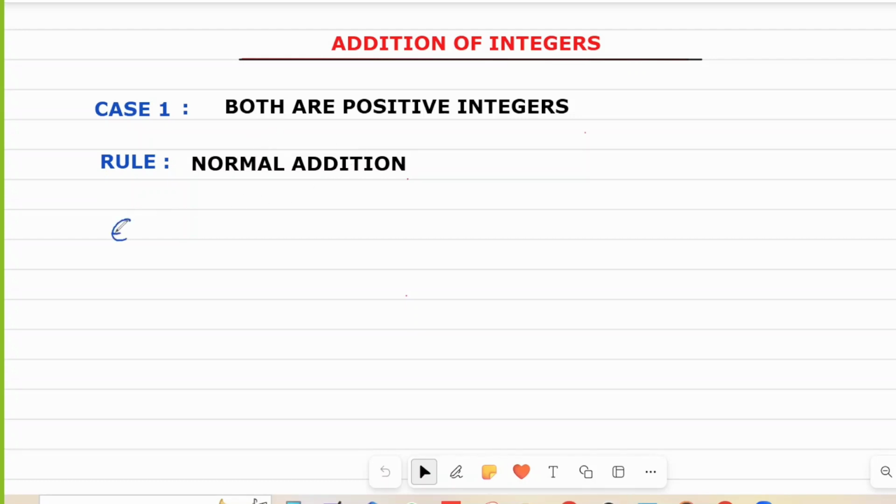Let us consider an example. Suppose we have to add 2 and 3. You can clearly see 2 and 3 both are positive integers because they do not have the negative sign. So addition will be normal addition, that will be 5. Let us consider one more example. Suppose we have to add 10 plus 11. 10 and 11 both are positive integers because again these do not have any negative sign. So the operation will be normal addition, that is 21.